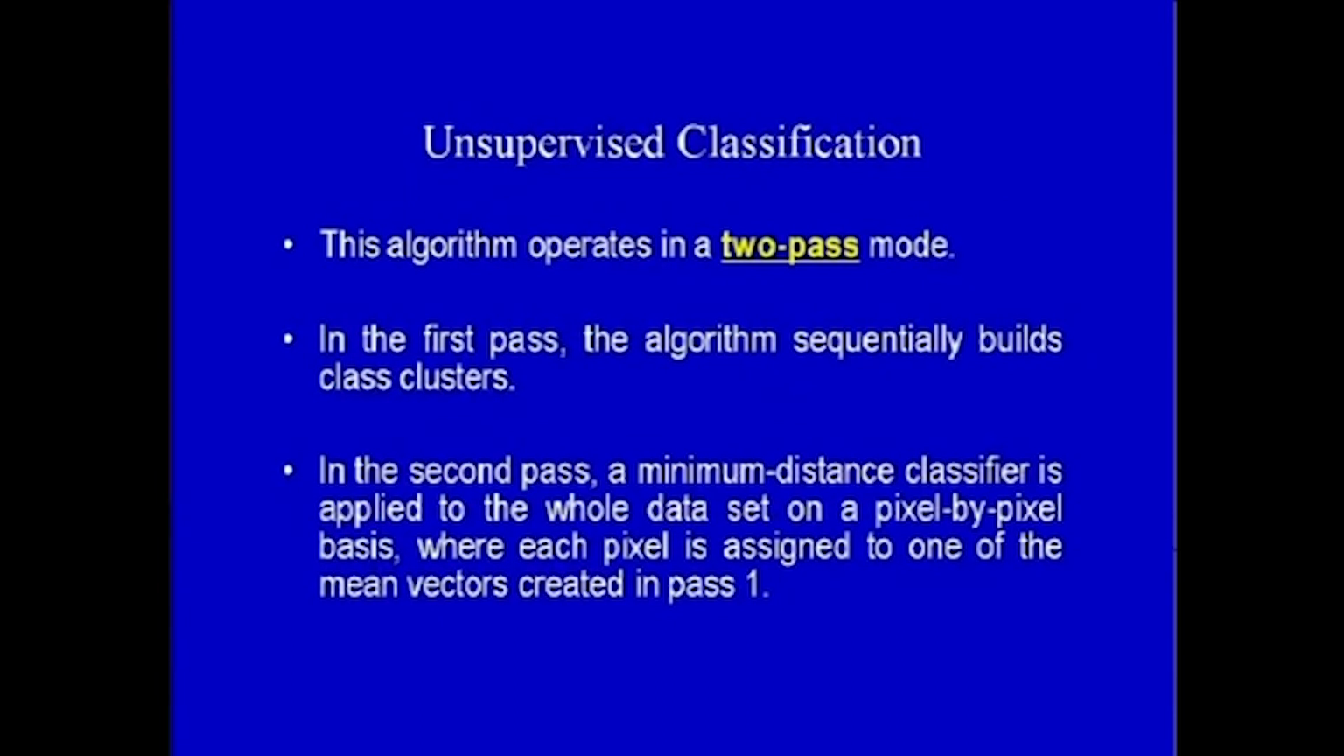This algorithm operates in a two-pass mode. In the first part, the algorithm sequentially builds class clusters. In the second part, the minimum distance classifier is applied to the whole data set on a pixel per pixel basis, where each pixel is assigned to one of the mean vectors created in pass 1.